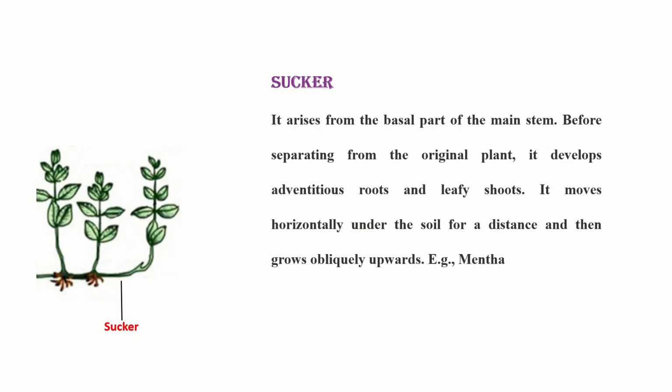Next we'll come to sucker. It arises from the basal part of the main stem. Fine. Before separating from the original plant, it develops adventitious roots and leafy shoots. See, leafy shoot. It moves horizontally under the soil for a distance and then grows obliquely upwards. It is found in mentha.